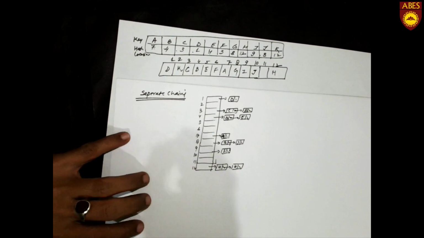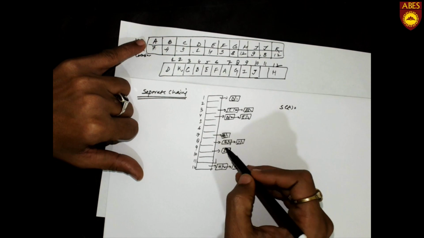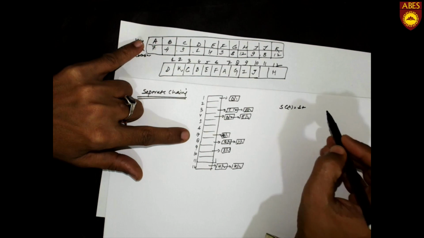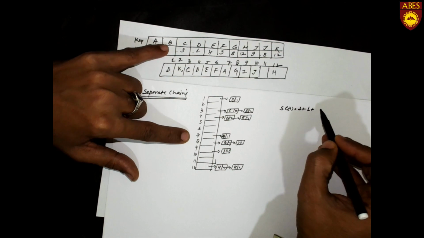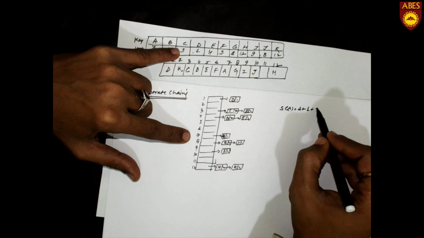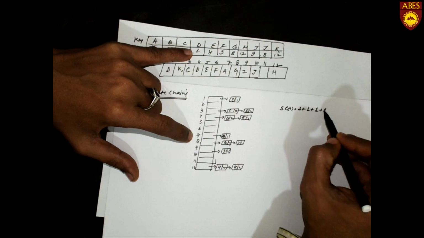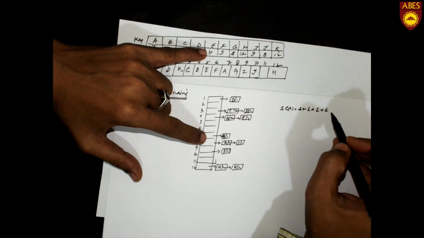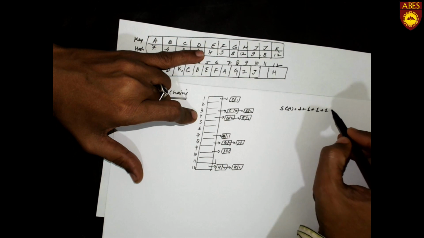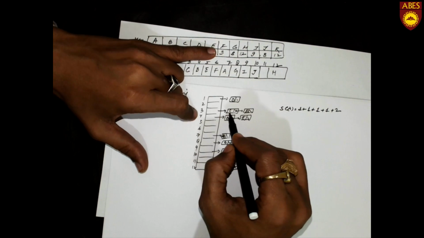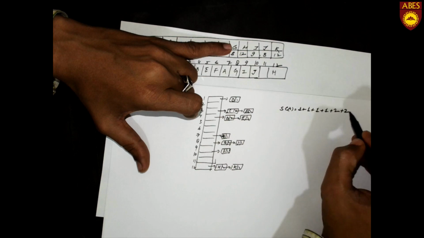Now if I try to find out the average number of probes for the successful search, A can be found at the 7th location in one go. B can be found at the 4th location in one go. Then C can be found at the 3rd location in one go. D can be found at location 1 in one comparison. Then E in location 4 can be found in 2 comparisons, one for this and one for this. Similarly for F, 2 comparisons. For G, only 1 comparison.